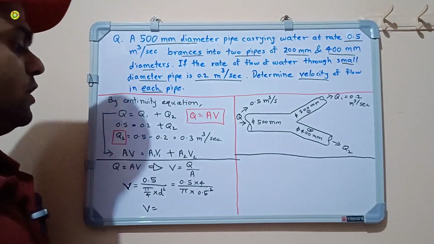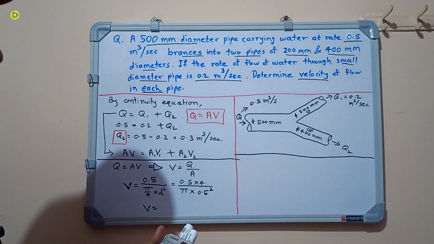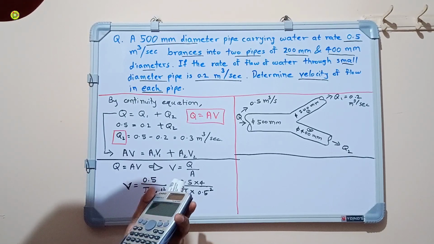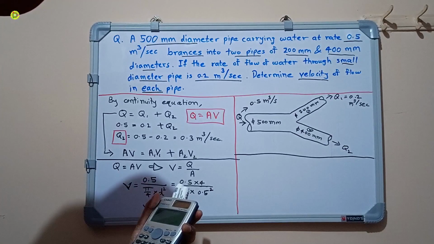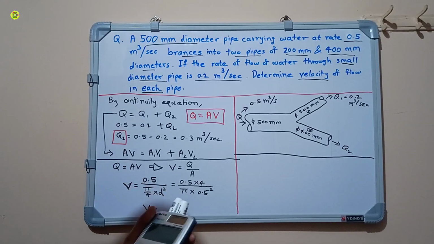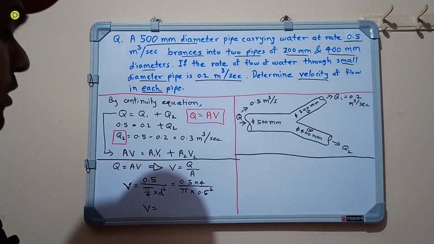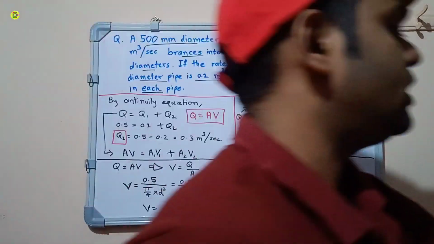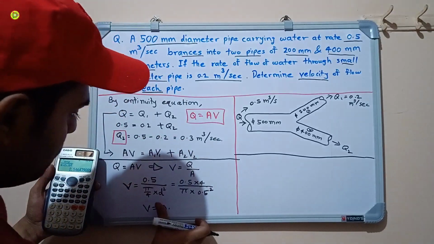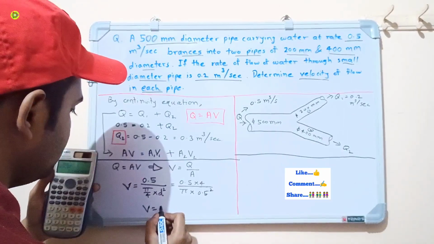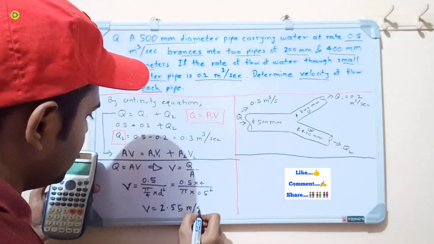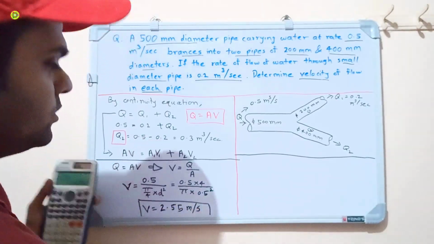Now to calculate the velocity, I am using the calculator. So we have 0.5 into 4 upon pi into 0.5 square. We got 2.55 meter per second velocity. This is our first answer.